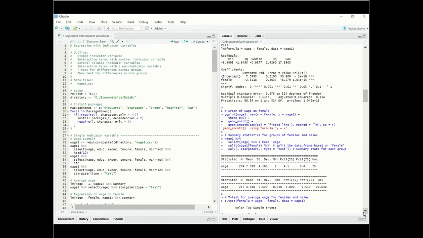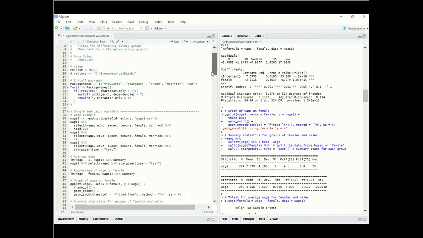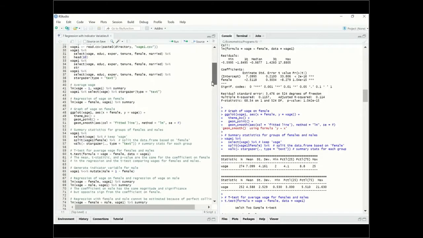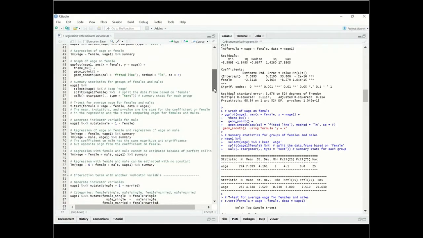Okay, so now let's go ahead and plot this linear model on a graph. The way to do it here would be to use ggplot. We would be using this data set. And here on the X, on the horizontal axis, we would have female.